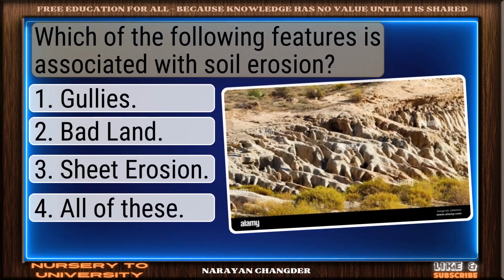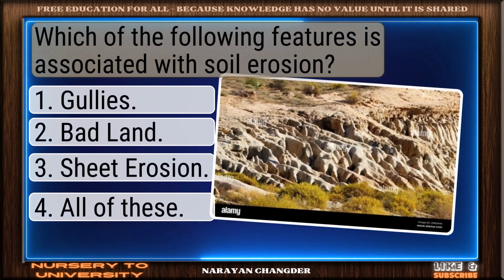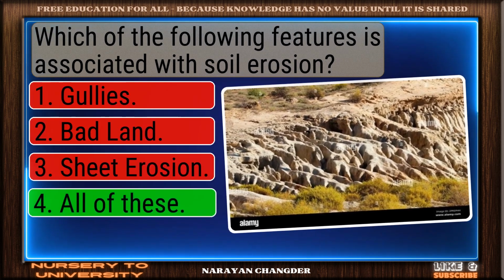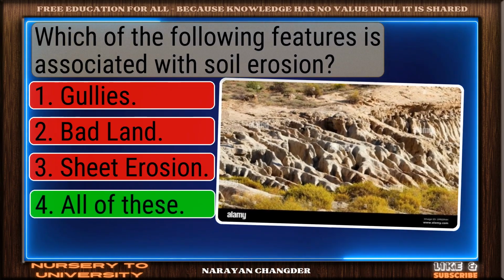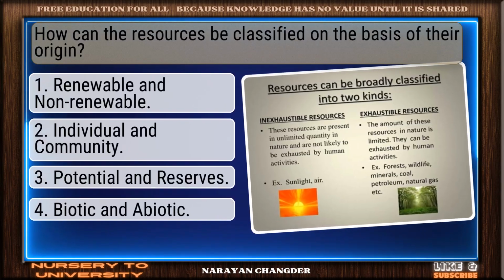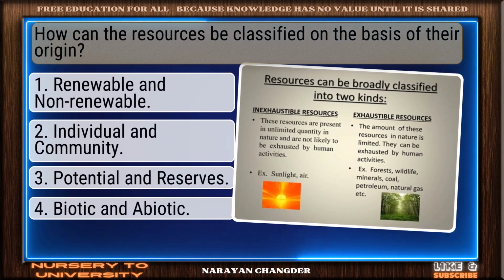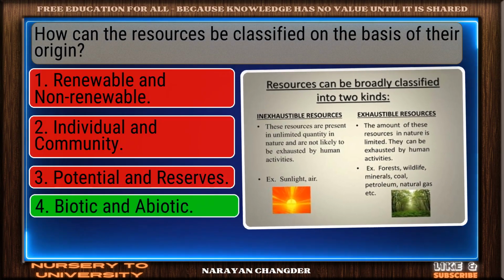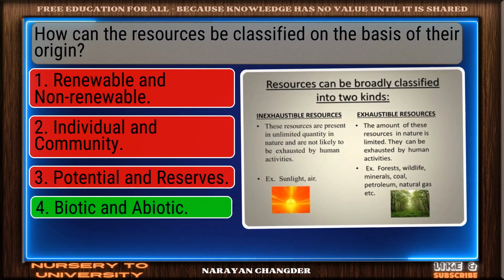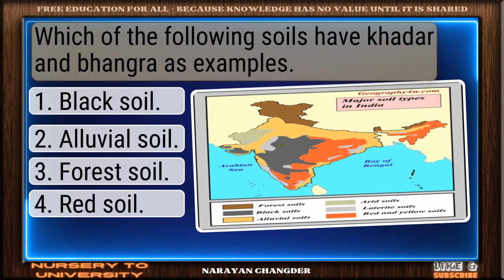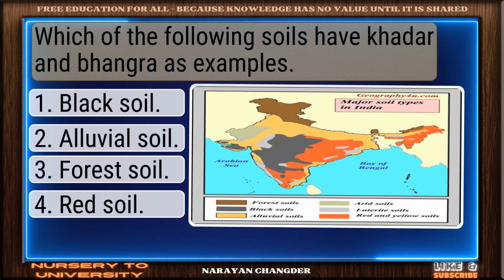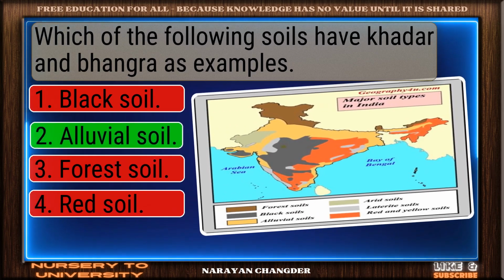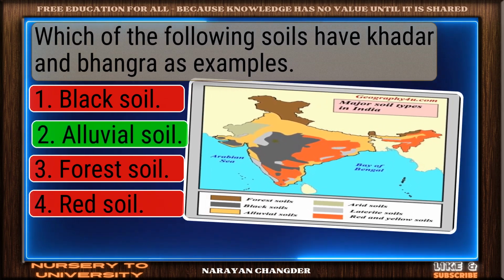Which of the following features is associated with soil erosion? Good thinking. All of these is right. How can the resources be classified on the basis of their origin? Clear logic. Biotic and abiotic is sound. Which of the following soils have Khadar and Bangar as examples? Perfect. Alluvial soil is the one.